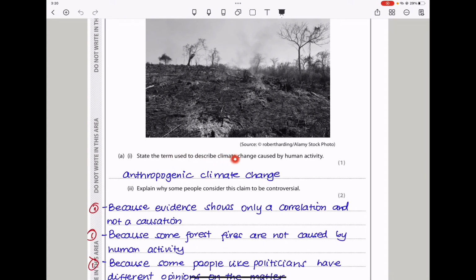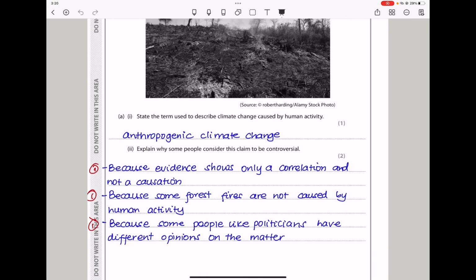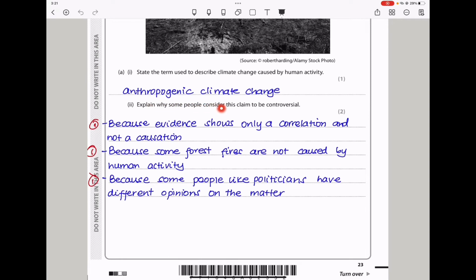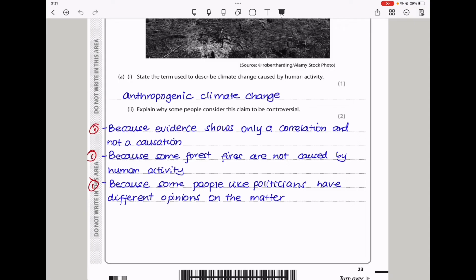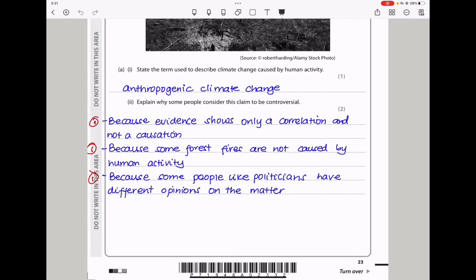So state the term used to describe climate change caused by human activity. This is called anthropogenic climate change. Then explain why some people consider this claim to be controversial. This is because the evidence that is available only shows a correlation but not a causation. There is no direct link that climate change is caused by human activity. It's only a correlation. Also because some forest fires are not caused by human activity. And lastly, because some people, like politicians, have different opinions on the matter, so they could say certain statements in order to satisfy their political goals.